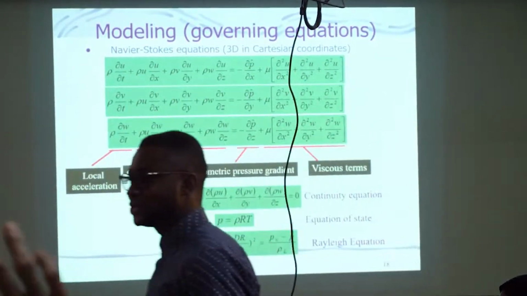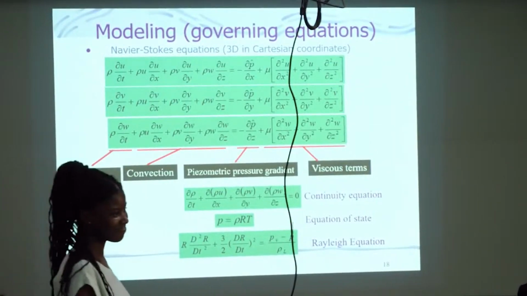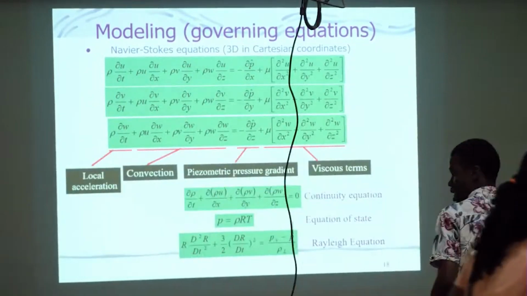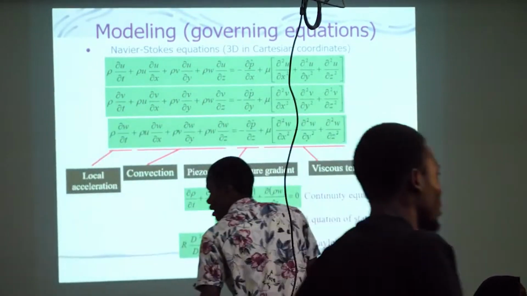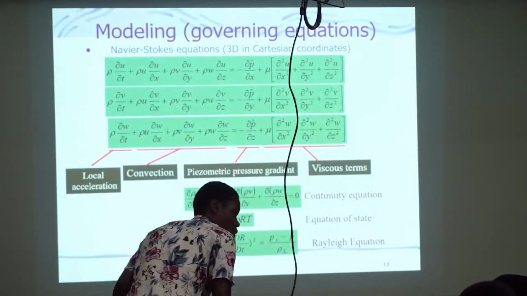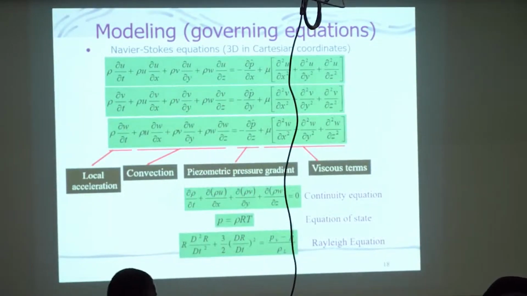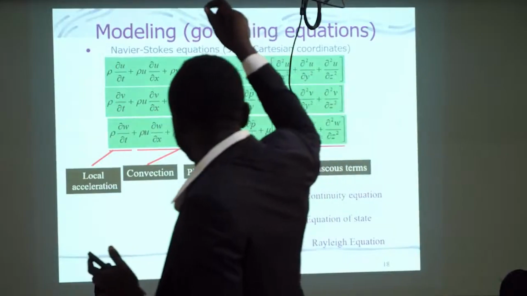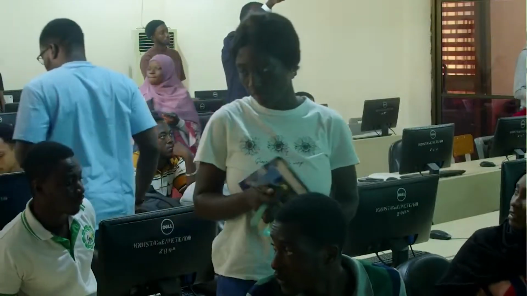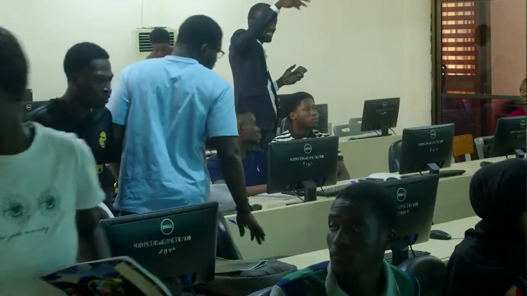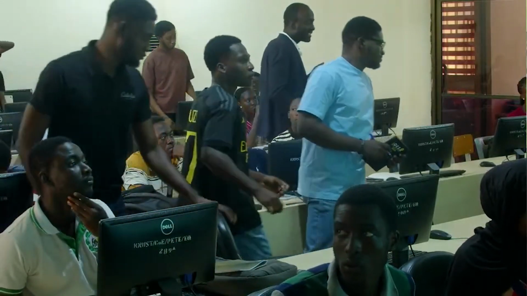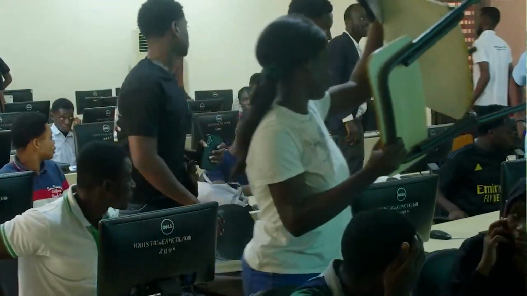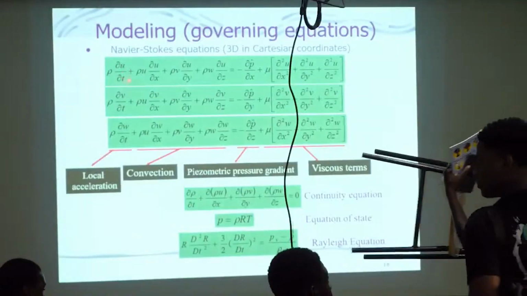Okay. So let's give a pause for that interchange, and then if you have any questions, ask. Then in terms of the notation, you have just u subscript x, u subscript y, and u subscript z for the different velocity components. So this u would be ux.